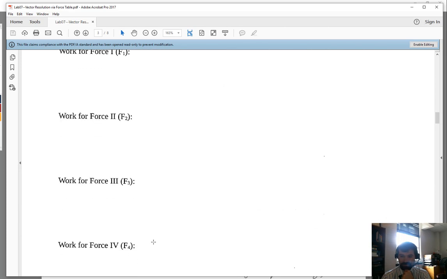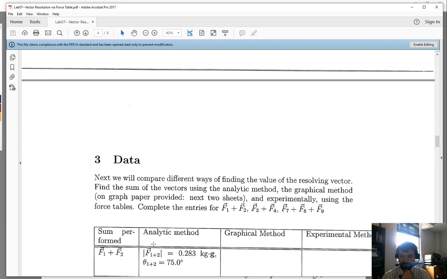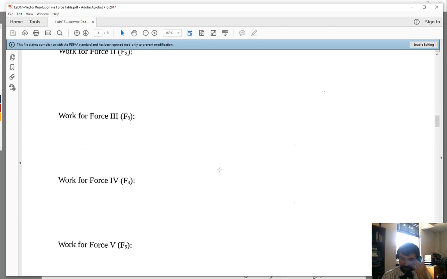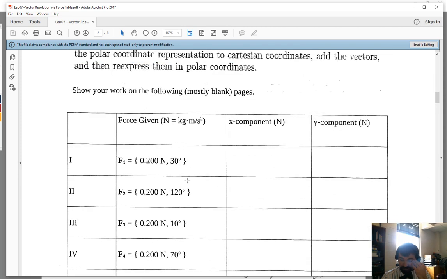So basically that's all you're doing. Once you have them in x and y form, in Cartesian form, you can add vectors using the analytic method. And you have to ultimately convert them back into polar form, so you have a magnitude and a direction for each of these.